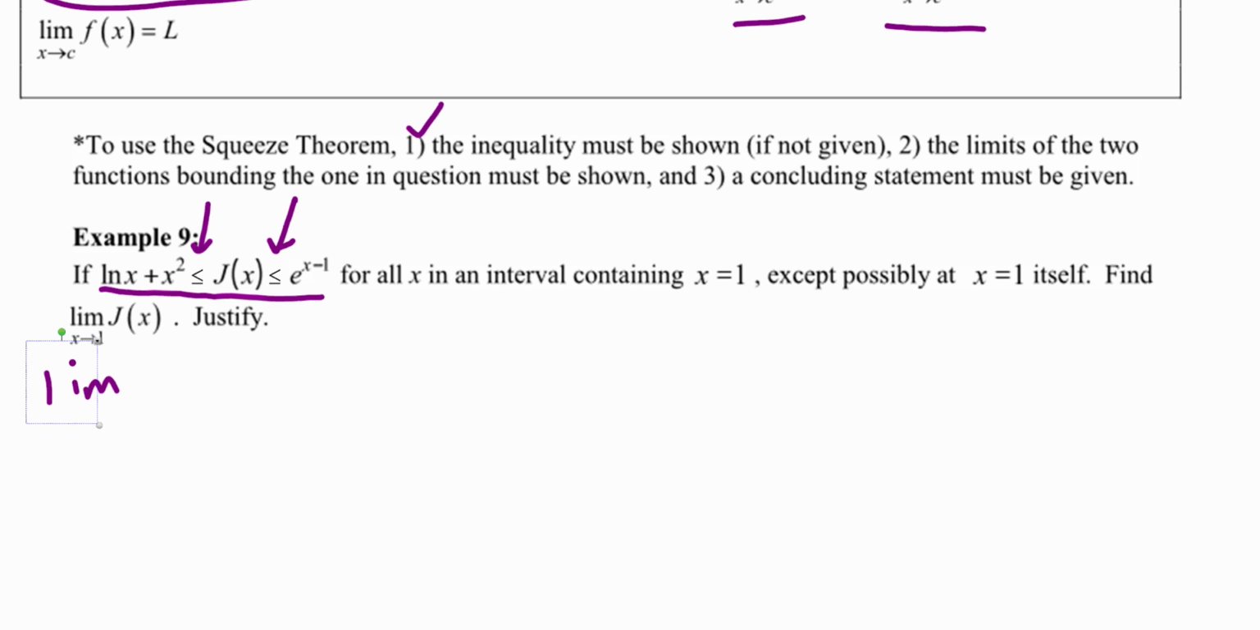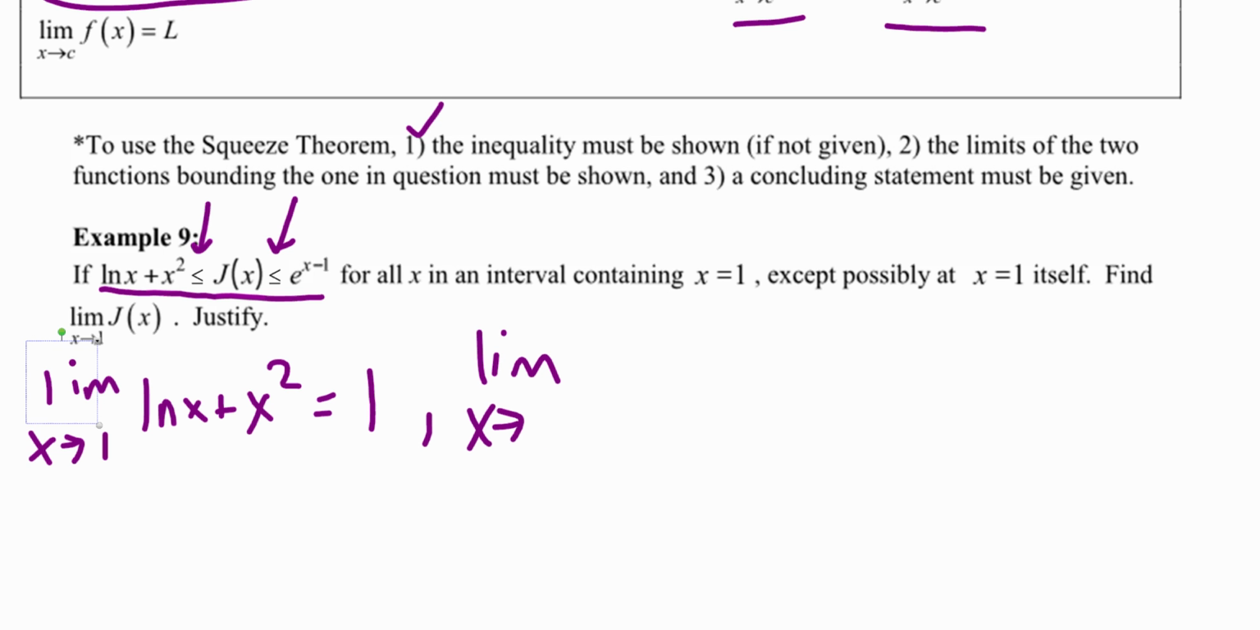So what is the limit as x approaches 1 of ln of x plus x squared? Well, ln of 1 is 0. x squared at 1 is 1. All right. The limit as x approaches 1 for e to the x minus 1. It's going to be e to the 0, which in turn is just 1. Okay, we did that. And then a concluding statement.